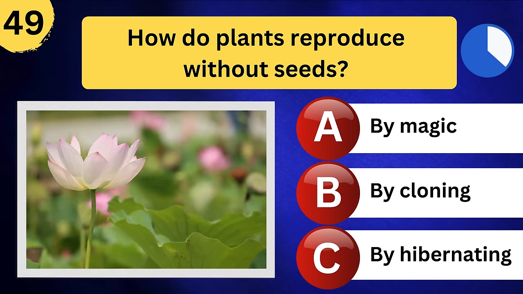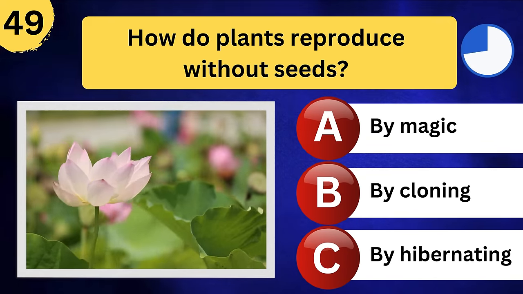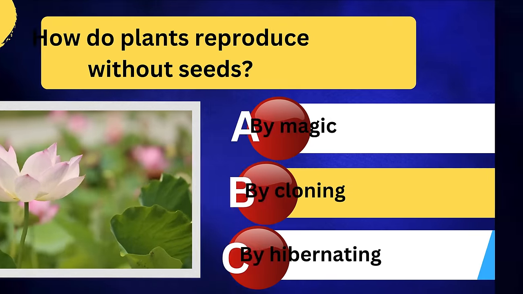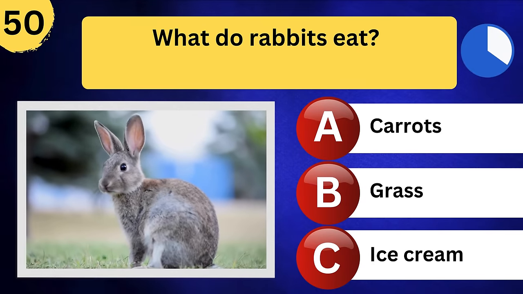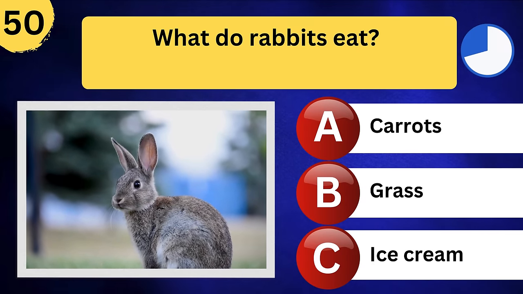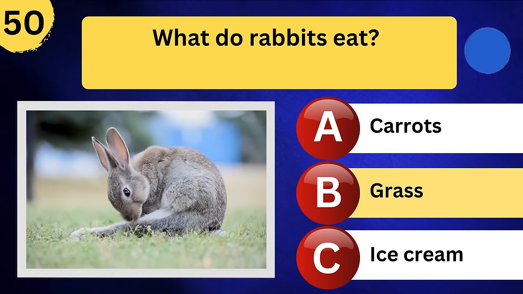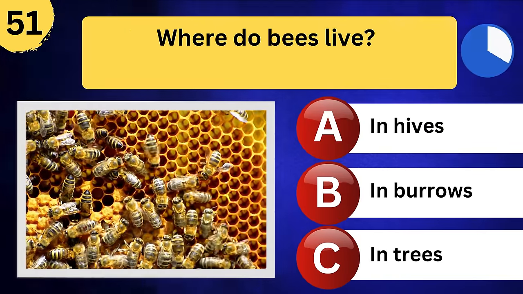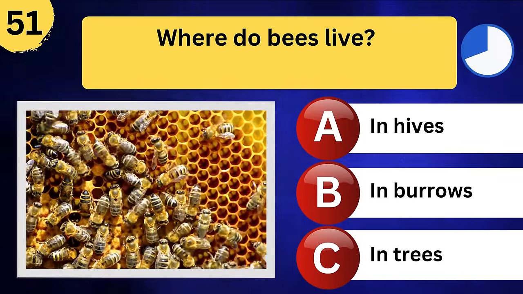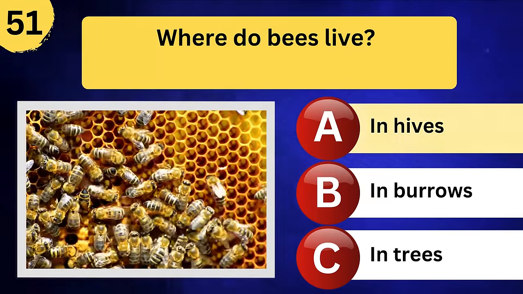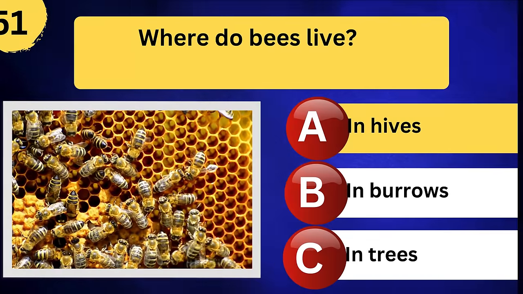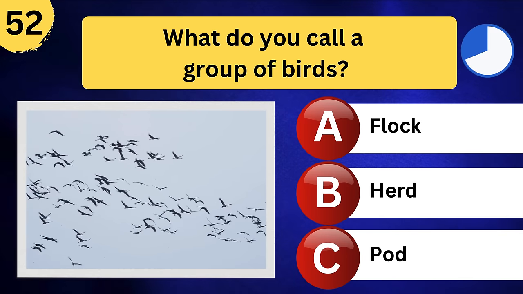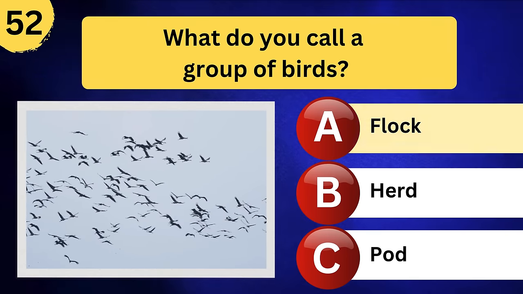How do plants reproduce without seeds? By cloning. What do rabbits eat? Grass. Where do bees live? In hives. What do you call a group of birds? Flock.